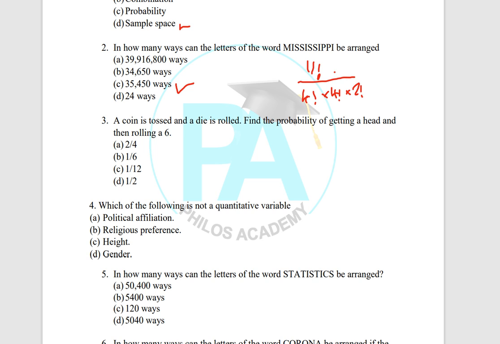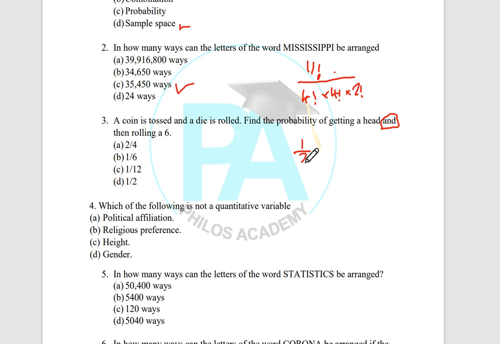Now, to solve this question, look at the word here. Find the probability of getting a head and then rolling a 6. In probability, when we say and, it's talking about multiplication, okay? When we say or, it's talking about addition. So, to solve this, what's the probability of getting a head? There is only one head in a coin. So the probability of getting a head should be what? 1 divided by what? The total possible outcomes, which is what?